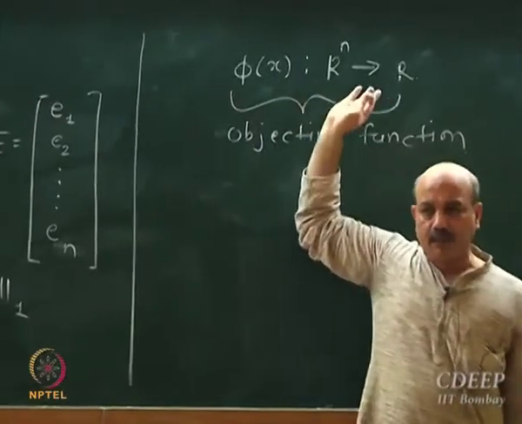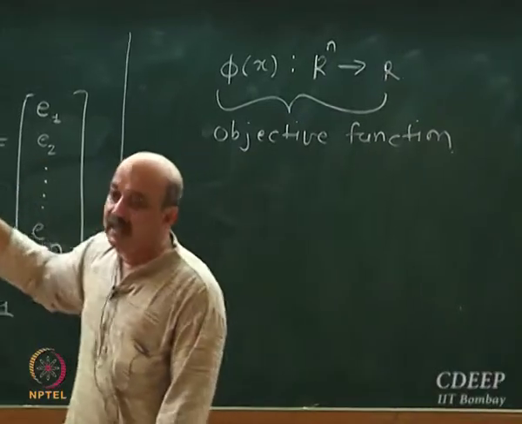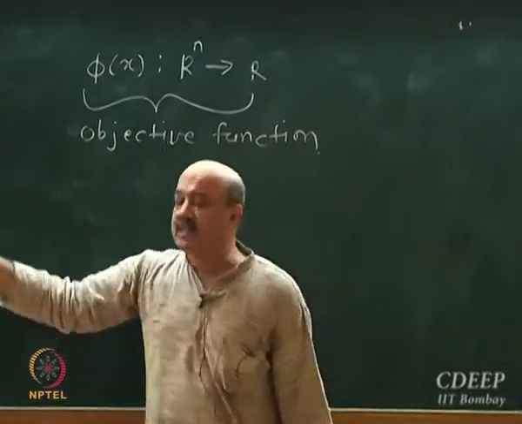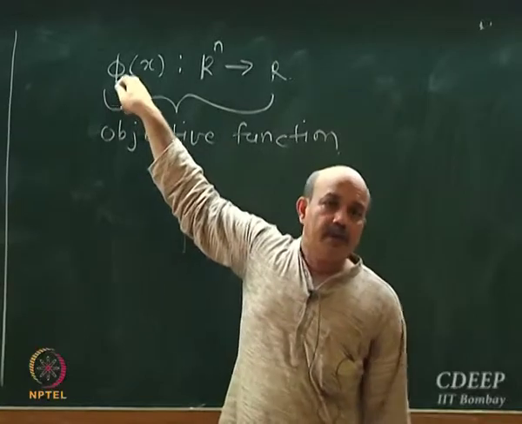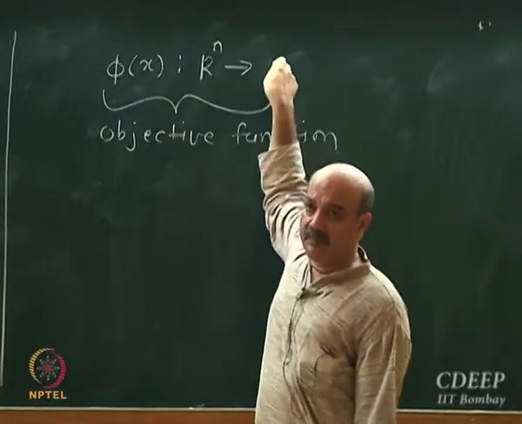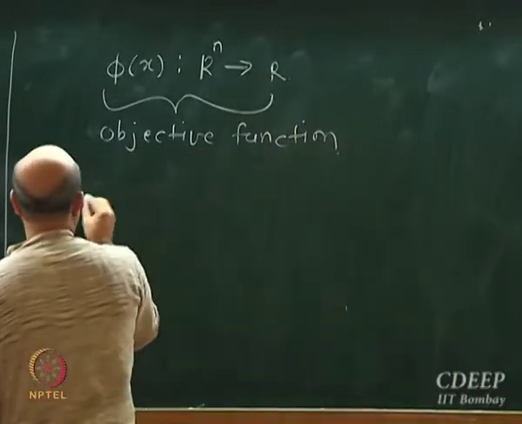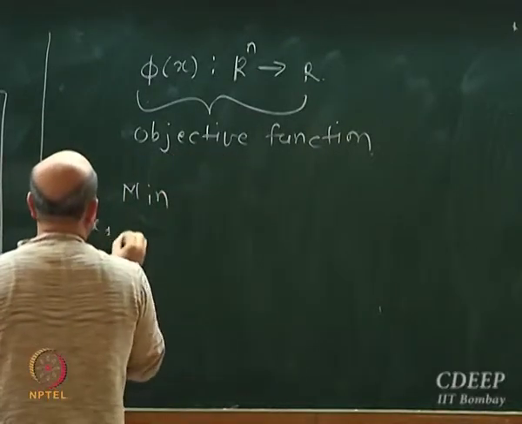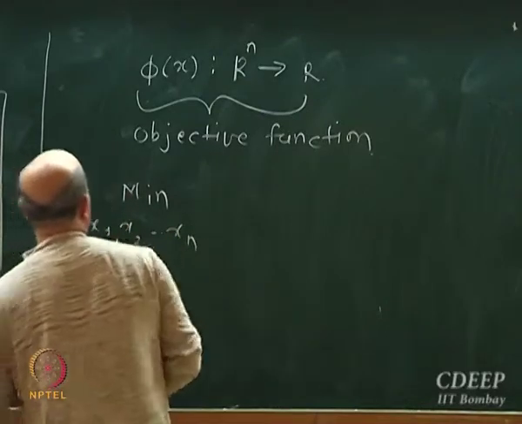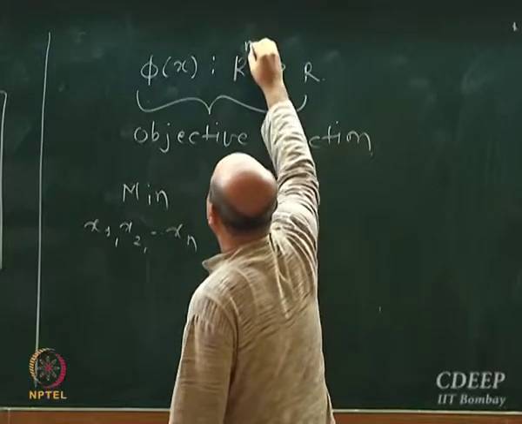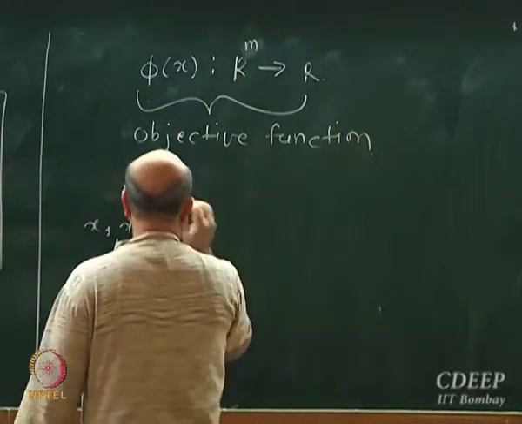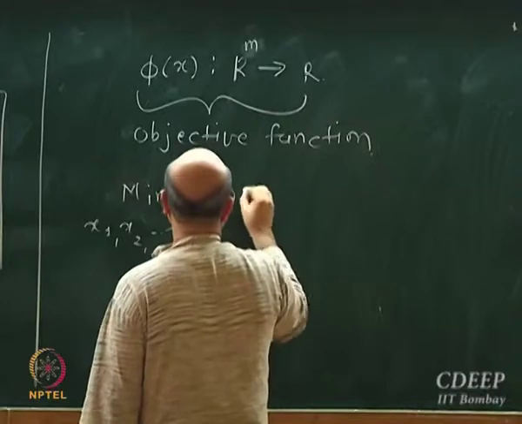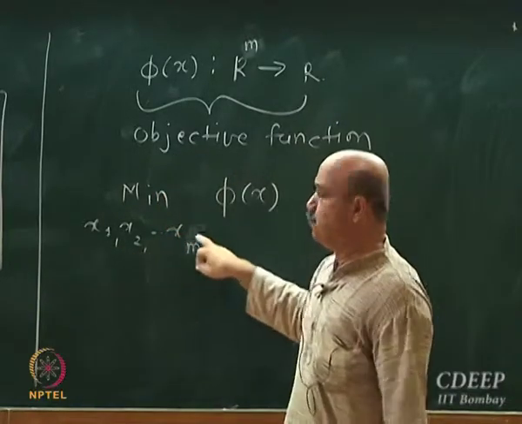I am now generalizing, I am abstracting the problem. I no longer want to just work with modeling errors. In general, this is a special case of a problem in which I have a scalar function mapping from n dimensions to 1 dimension. I want to minimize, let's take here Rm to R, I want to minimize this objective function phi x with respect to x1, x2, ..., xm.